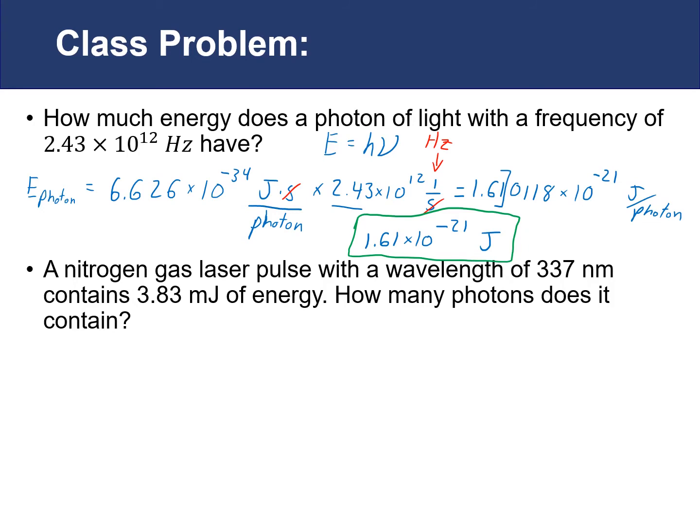Okay, looking at our second question, a nitrogen gas laser pulse with a wavelength of 337 nanometers contains 3.83 millijoules of energy. How many photons does it contain? Okay, so we have the total energy of the particular energy pulse of the laser, and we know the wavelength of the light. So our game plan will be first figure out how much energy each individual photon has, and then take the total energy, divide that by the energy per photon, and that should give us the total number of photons.